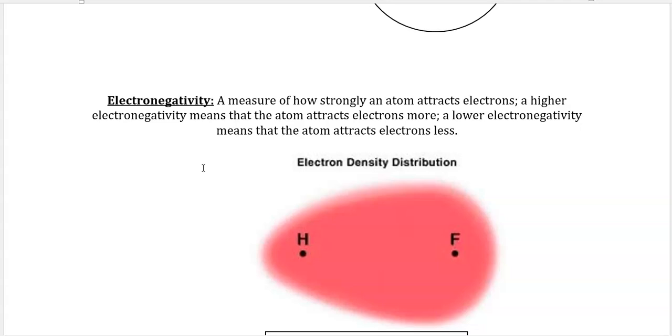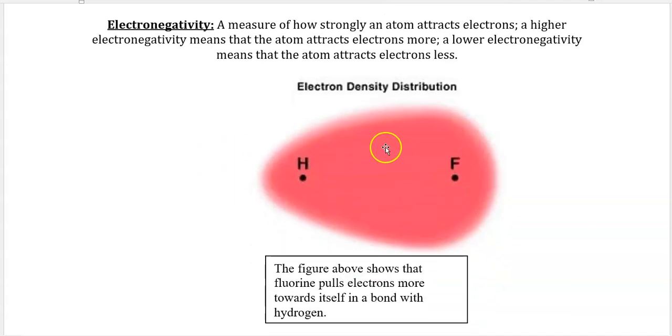You can do it. So here's an example of electronegativity. The figure shows that fluorine pulls electrons more towards itself because it says electron density, so there's more electrons on this side. So this would mean that fluorine has a higher electronegativity because the electrons are being pulled more to fluorine than hydrogen. Essentially, electronegativity is how good an atom is at attracting electrons.